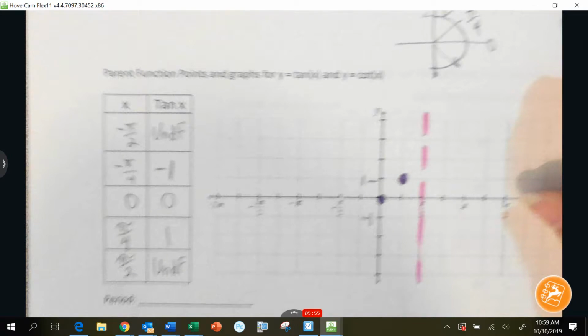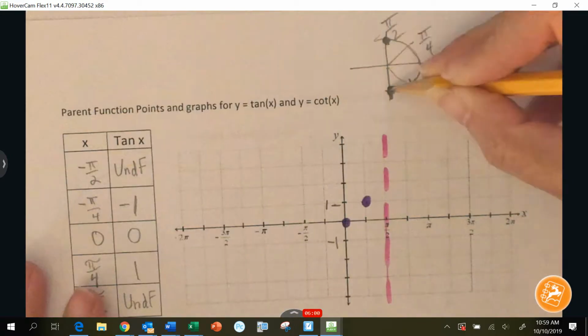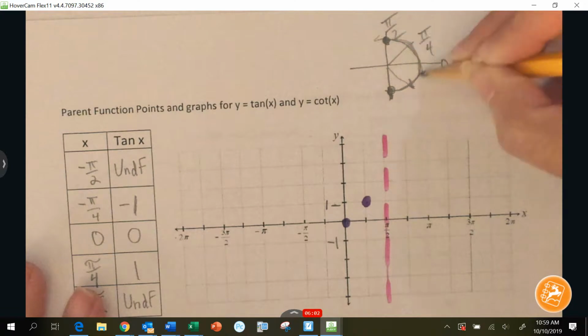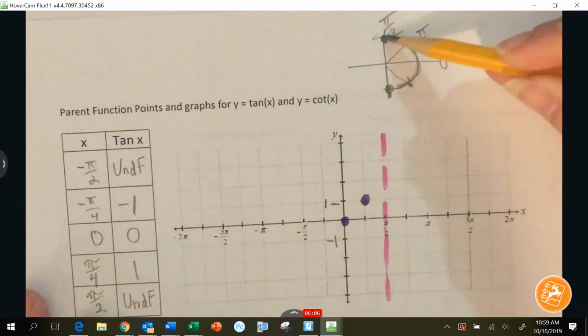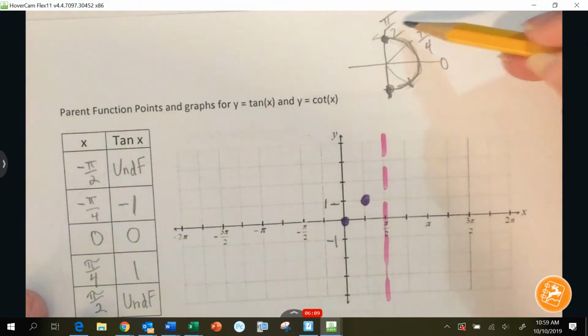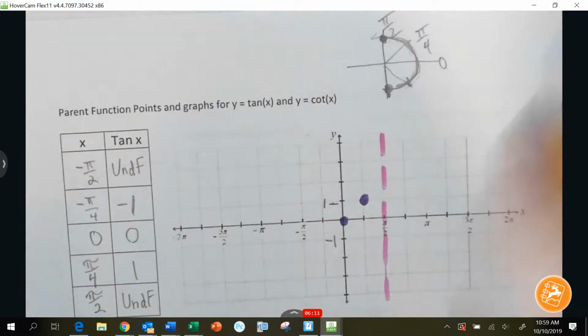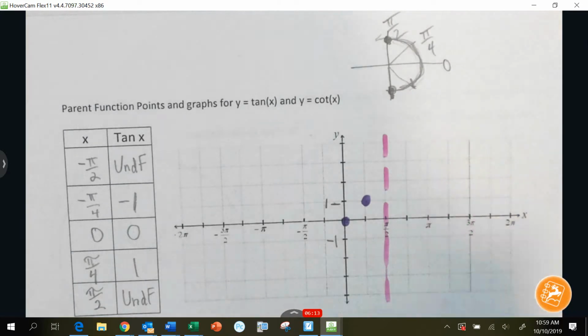Okay, this picture in our section, just keep drawing this picture. When you do tangent, you're using these points. Okay? So now that we have the key points, we can finish graphing them.